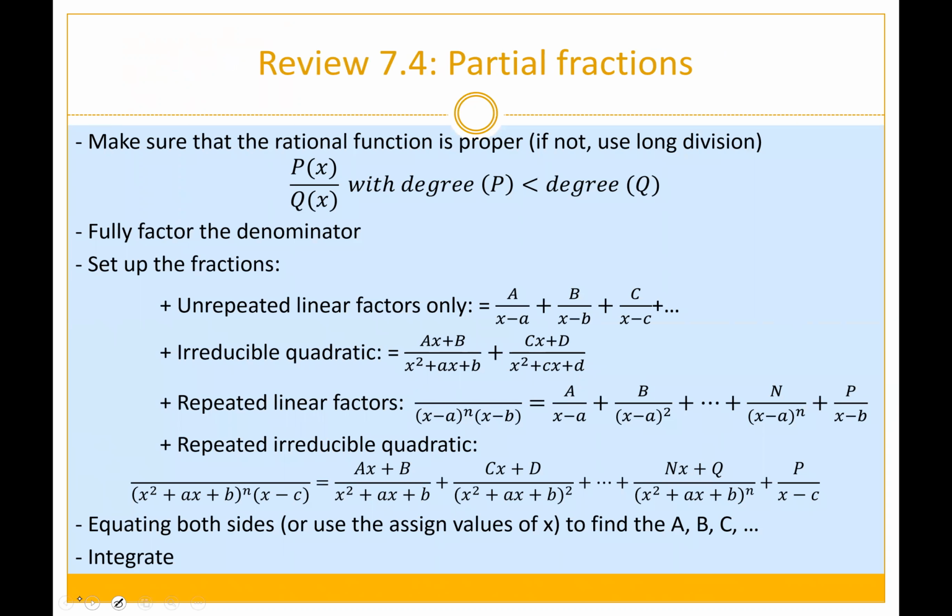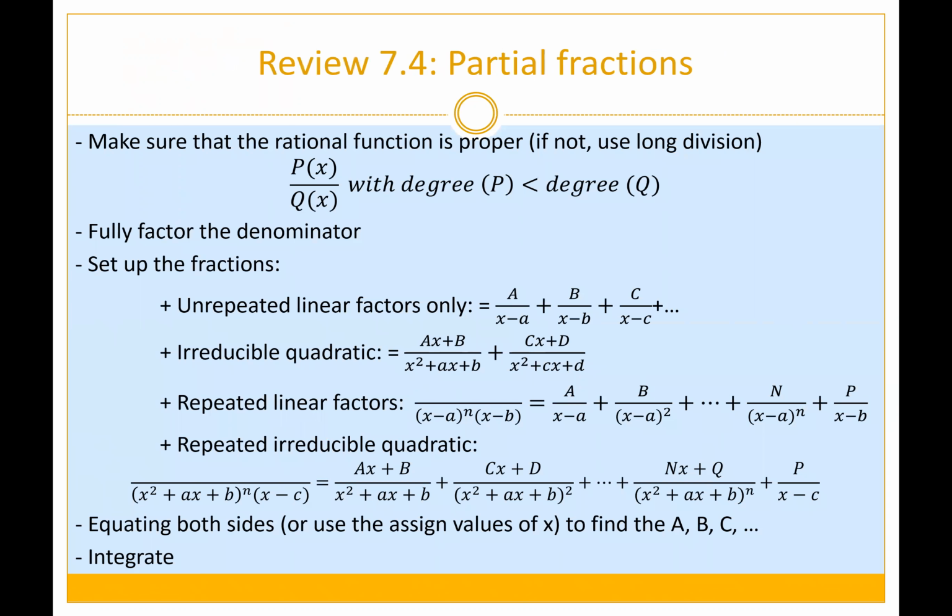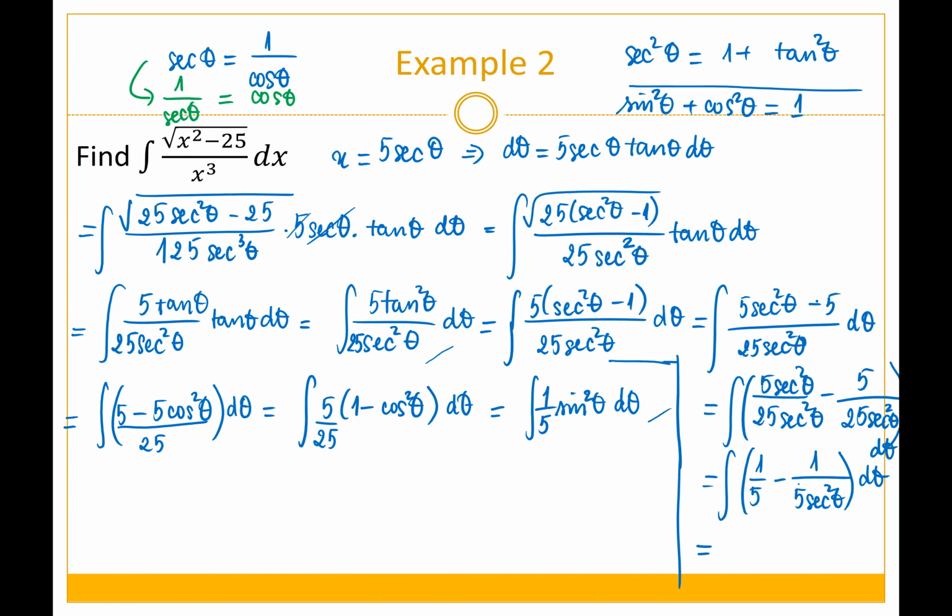And then here you're going to have 5 over 25 is 1 over 5 secant squared d theta. So when you have that, 1 over 5, we keep it, but then 1 over 5 secant square, I put it back into 1 over 5 cosine theta d theta based on this green expression.